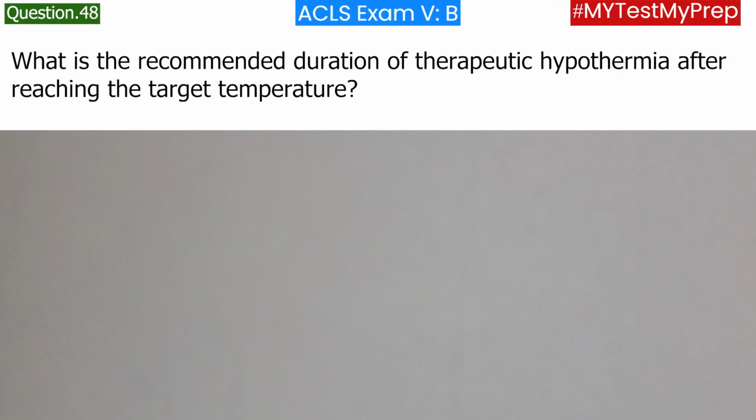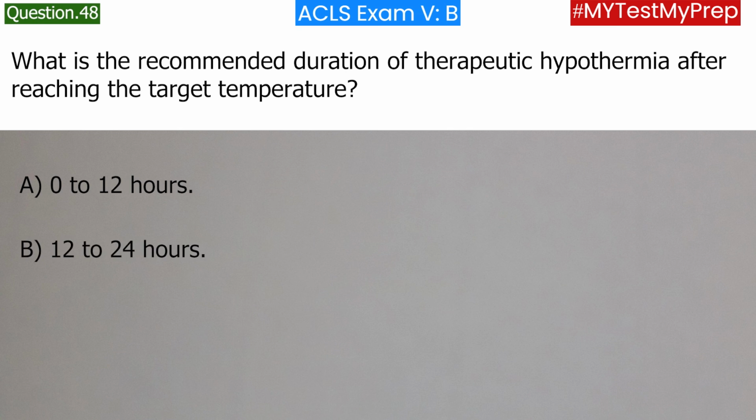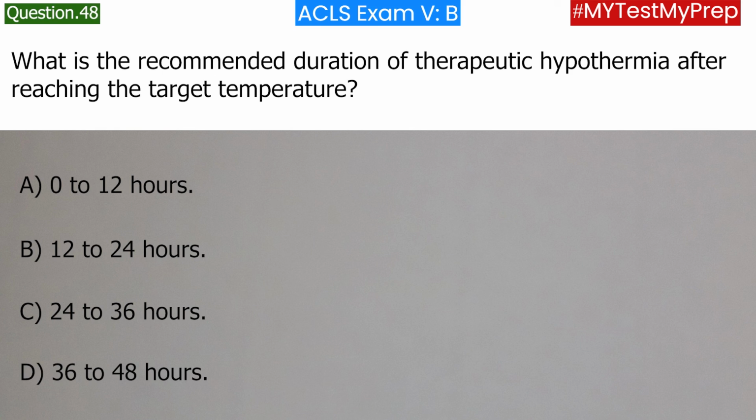What is the recommended duration of therapeutic hypothermia after reaching the target temperature? A. 0 to 12 hours. B. 12 to 24 hours. C. 24 to 36 hours. D. 36 to 48 hours. Answer: B. 12 to 24 hours.